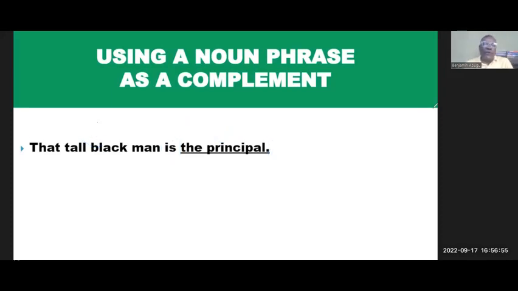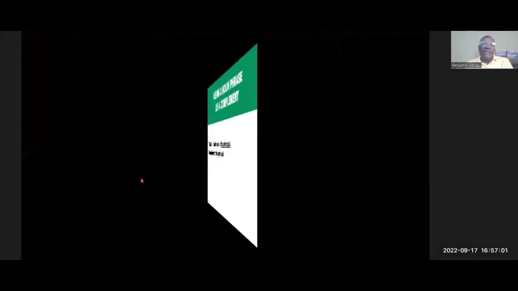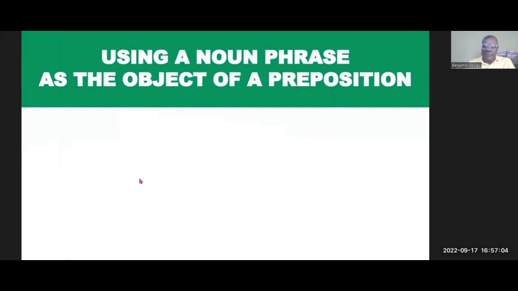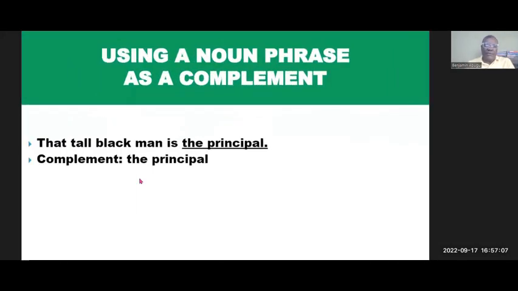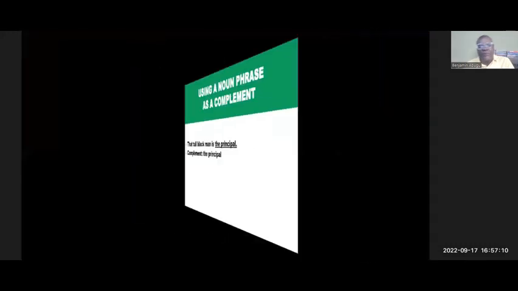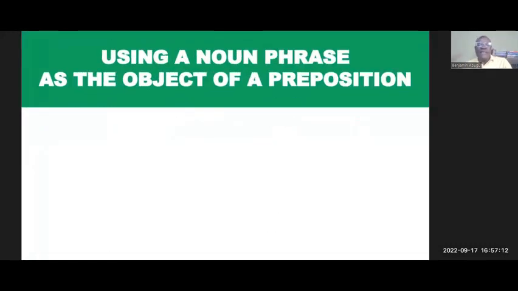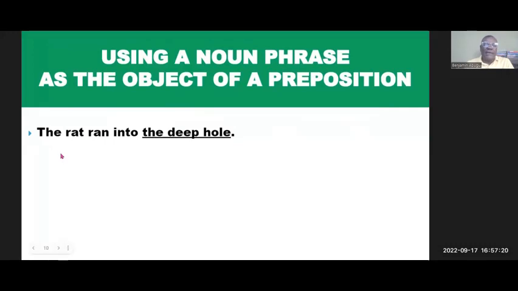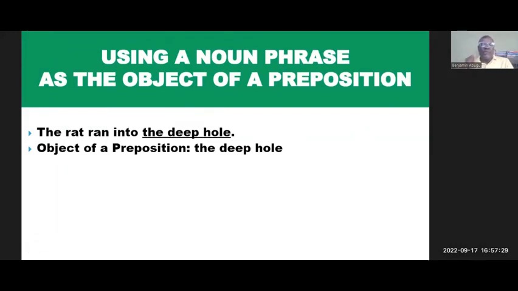So let's now move on, okay? Of course, as you can see, the complement is the principal. Complement the principal. We have seen it, of course. Now, using a noun phrase as the object of a preposition. This is another function, okay? And here, the rat ran into the hole. So here you discover that object of a preposition. Now, the object of the preposition is the deep hole, and that is a noun phrase.